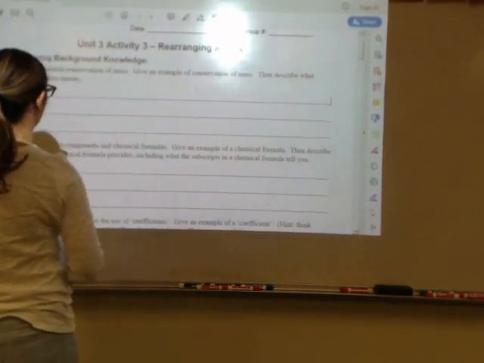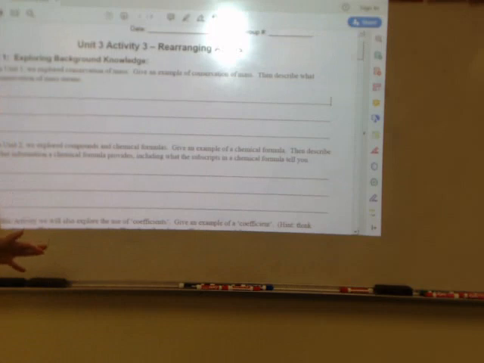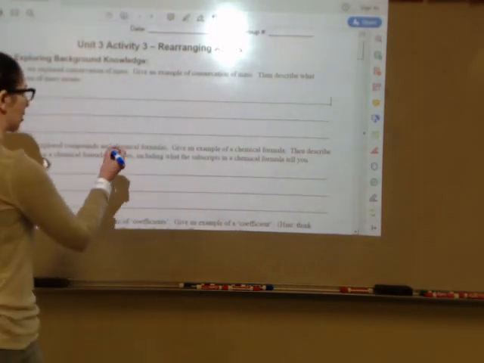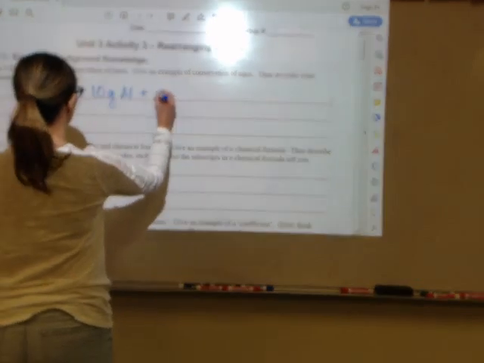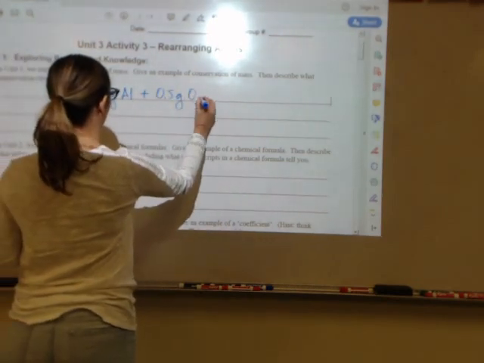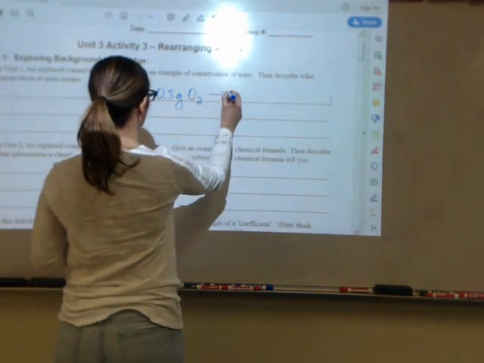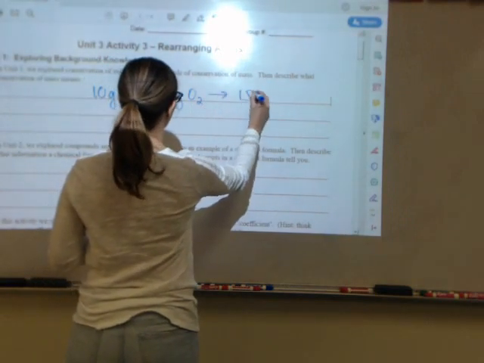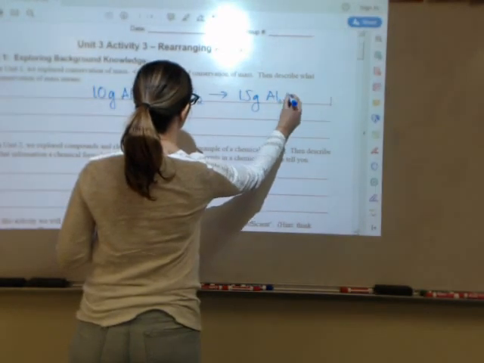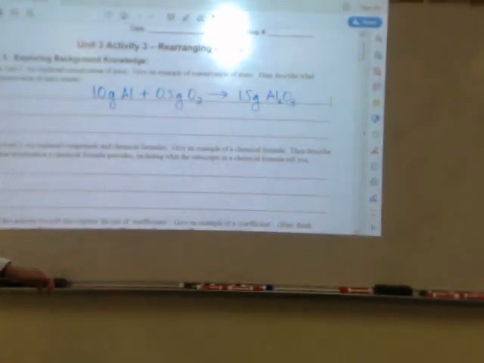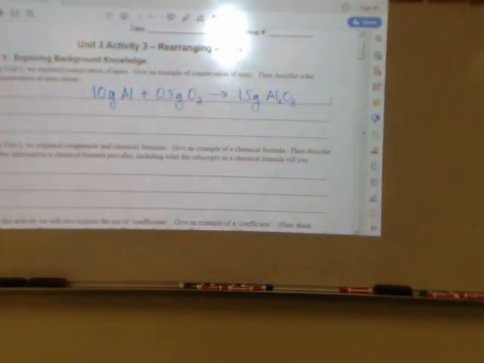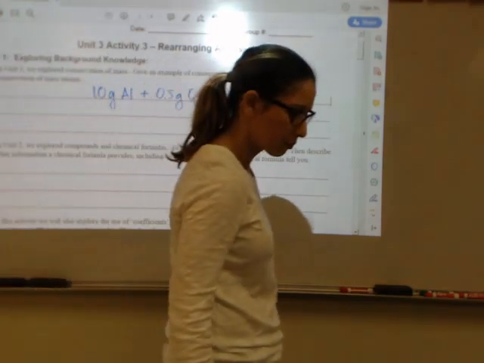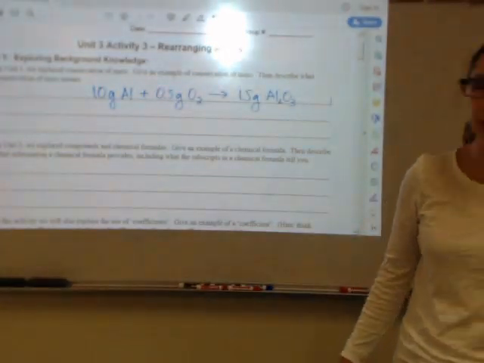So the conservation of mass was where the sum of the mass of the reactants equals the sum of the mass of the products. So if I have 1 gram of aluminum combining with 0.5 grams of oxygen gas in the air to make aluminum oxide, then I should have 1.5 grams of aluminum oxide created, because the sum of the mass of the reactants would equal the sum of the mass of the products. So describe what the conservation of mass means. Well, matter can't be created nor destroyed.